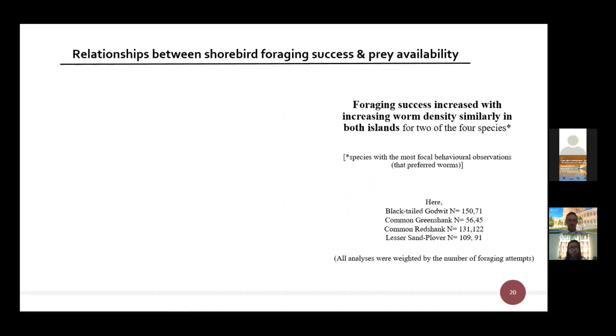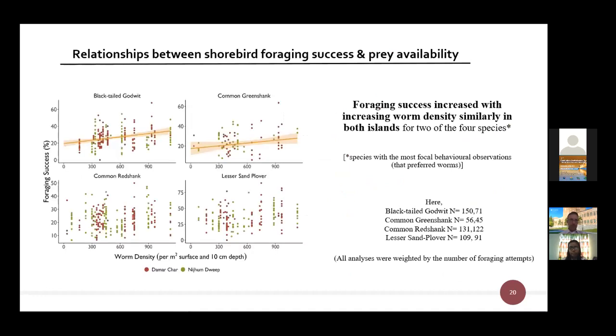And in the relationship between the foraging success and prey availability, we found that foraging success increased with the increasing amount of worm density in both of the islands for 2 of the 4 abundant species: black-tailed godwit and common greenshank. For black-tailed godwit, we found that it increased approximately 13% in high-quality habitats, and in common greenshank, we found that it responded 9% in high-quality habitats.